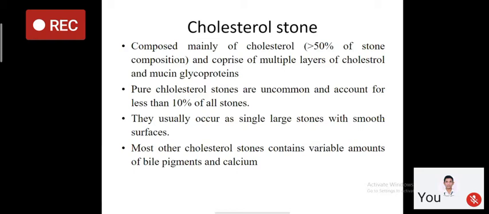They usually occur as a single large stone with a smooth surface. So a pure cholesterol stone is usually a single, very large stone, and it usually has a smooth surface. However, most other cholesterol stones contain variable amounts of bile pigments and calcium. So pure cholesterol stones are very rare. Most stones contain cholesterol and other constituents like bile pigment and calcium.